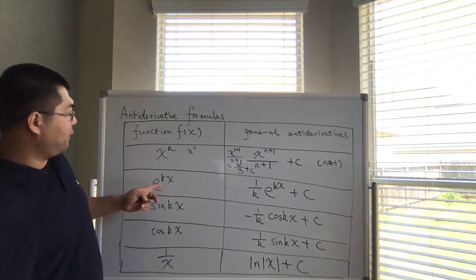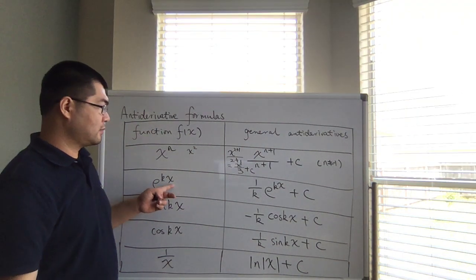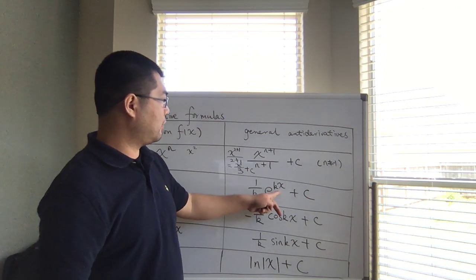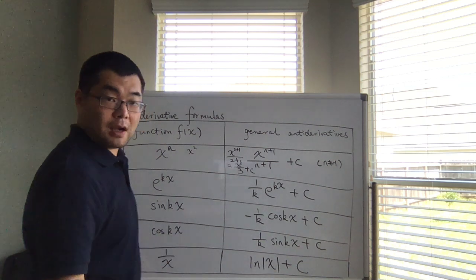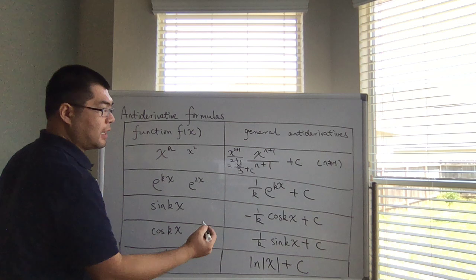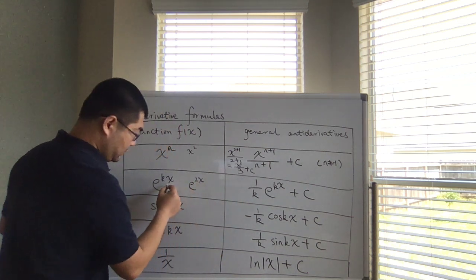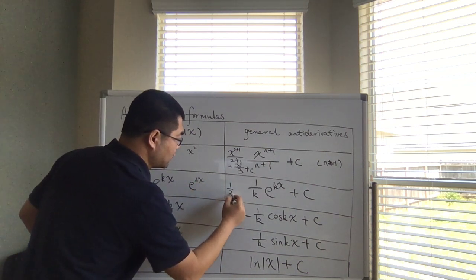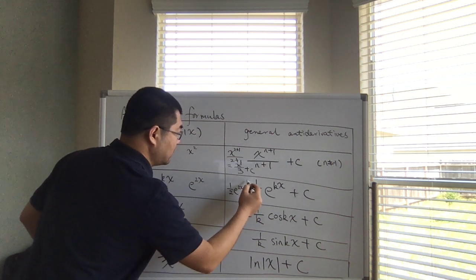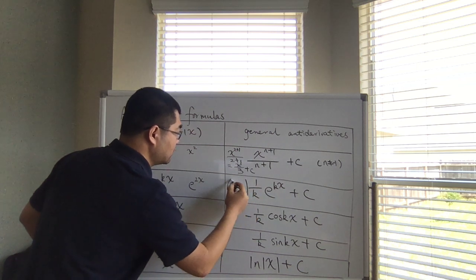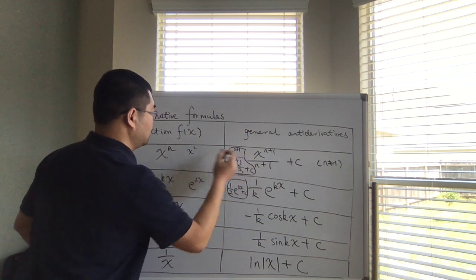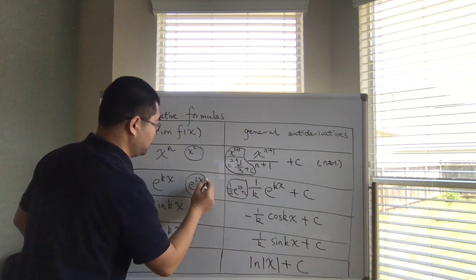Okay, so that's one small example. And if the function is e to the power of kx, then the general antiderivative is 1 over k times e to the power of kx plus c. We just talked about that example, right? Remember, e to the power of 2x: k equals 2 in our problem, so the antiderivative is 1 over 2 e to the power of 2x plus c. Okay, so that's our solution here. Let me circle this part. This is an example.